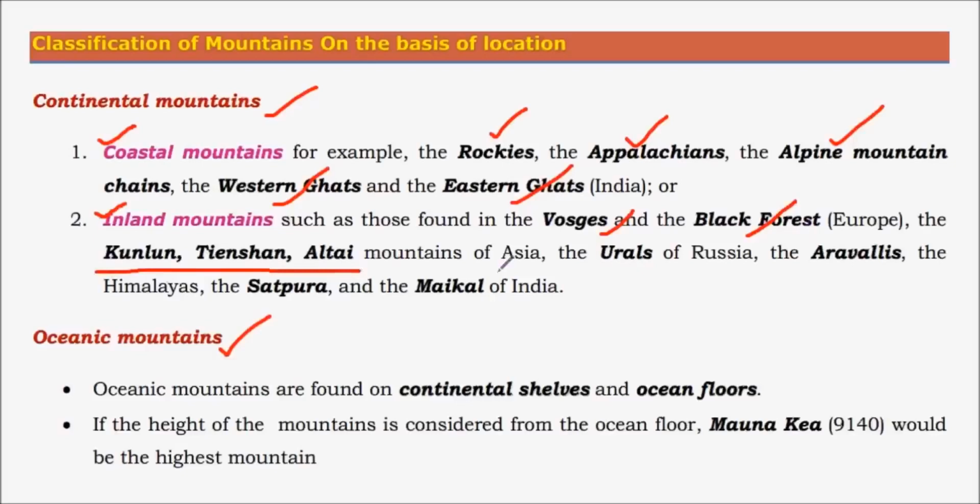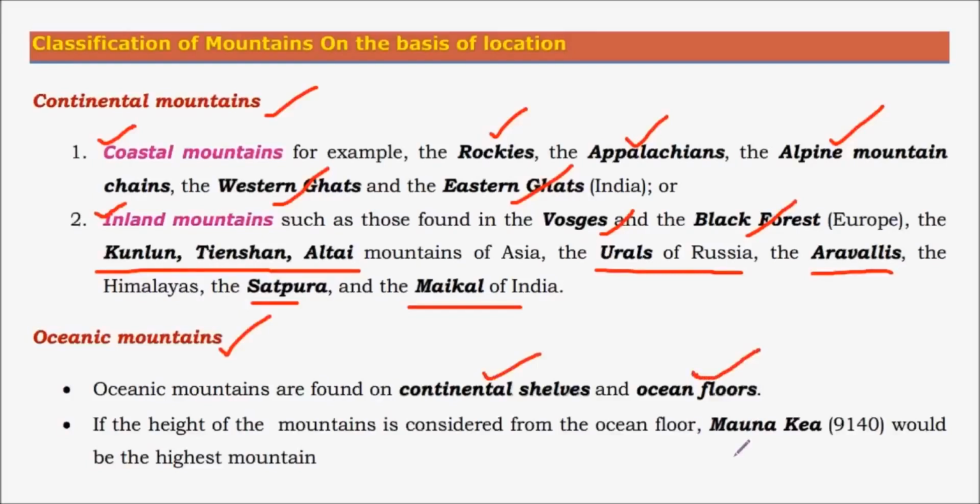Then the other ranges such as Kunlun, Tian Shan and Altai, which are parts of Asia, that is, surrounding China, Kazakhstan, etc. And Urals of Russia, Aravallis, Satpura and Maikal range of India. These ranges are present in the central part of India, whereas Aravallis are a part of western India, present in Rajasthan. And coming to oceanic mountains, they are found both on continental shelves as well as ocean floors. We'll see in detail when discussing oceanography.